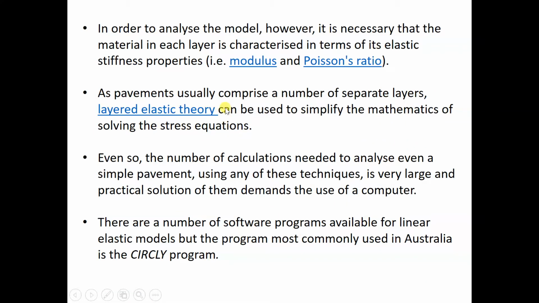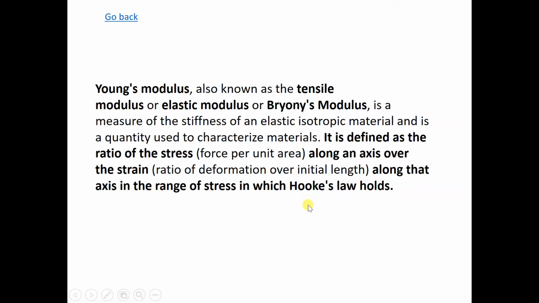In order to analyze the model, however, it's necessary that the material in each layer is characterized in terms of elastic stiffness properties. So we need to characterize them as modulus and Poisson ratio. Probably not going too much into that. This modulus is defined as the ratio of the stress along an axis over the strain, in the range of stress in which Hooke's law holds.